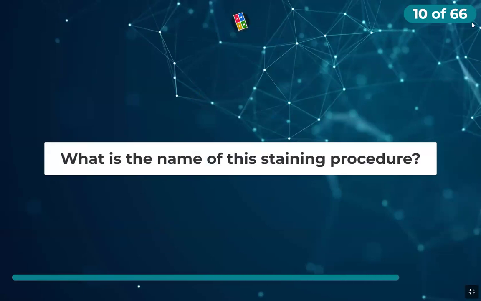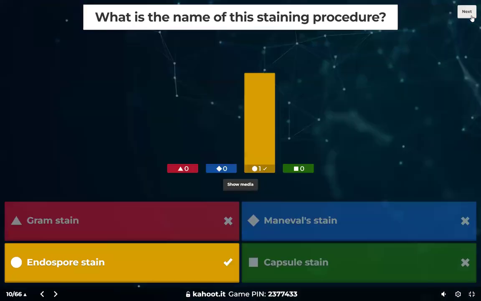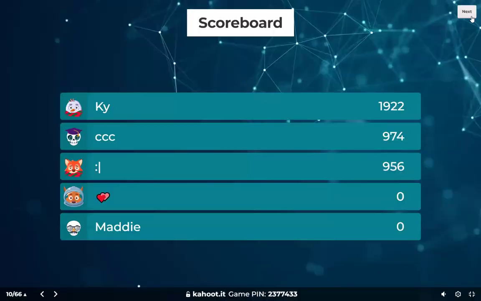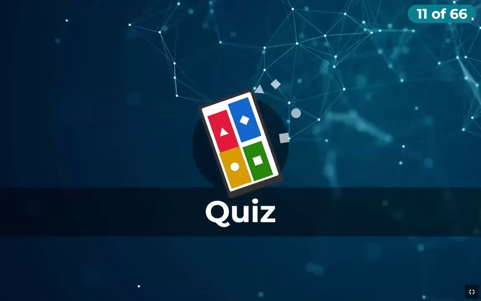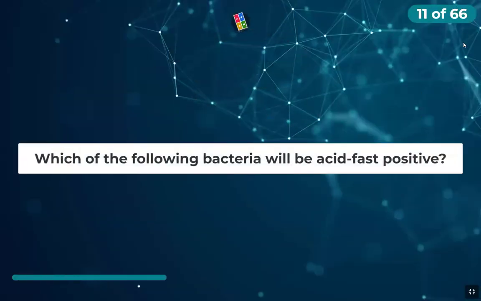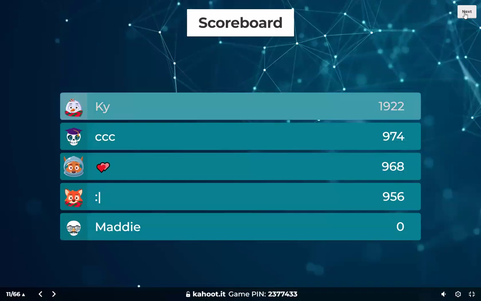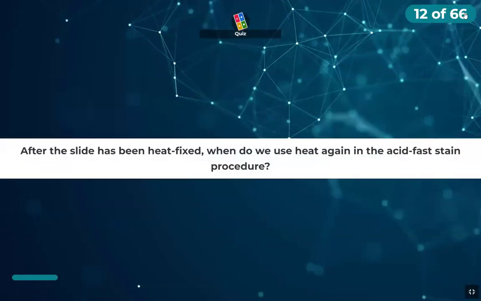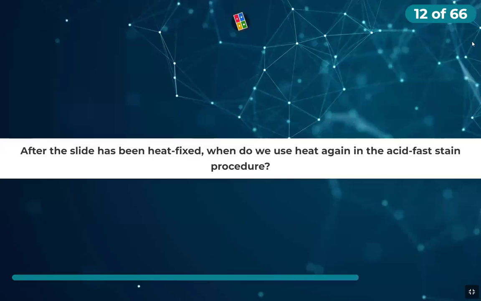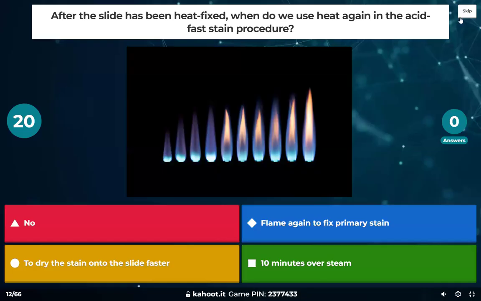This one was, and it's spore stain. This one was, the problem was the plates, man. I really wish I could just select the question. Sorry. Beat the bullet, guys. Heat fixed. Where do we use heat again in the acid fast?